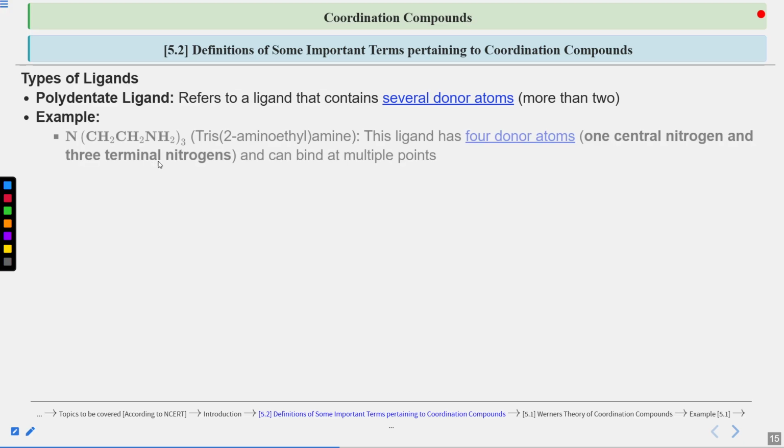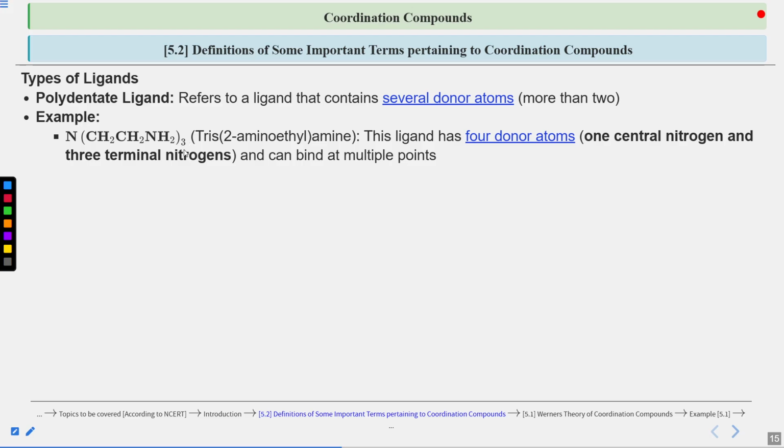For example, we have tris(2-aminoethyl)amine, N(CH2CH2NH2) whole thrice. Now this ligand has 4 donor atoms. Which? One is the central nitrogen, and the others are the 3 terminal nitrogens, because it has the whole thrice. So this nitrogen is connected with 3 chains of CH2CH2NH2.